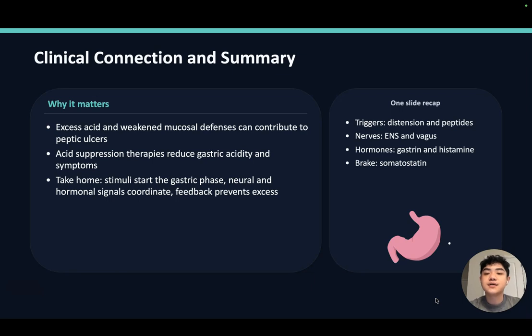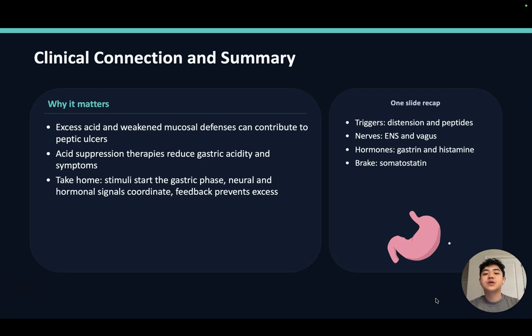Finally, I want to connect this regulation to a quick clinical example, then summarize the main points. So a common clinical issue involves excess acid and mucosal injury, like peptic ulcers. When the balance between acid production and protective effects is disrupted, the lining can be damaged and symptoms can appear. So treatments often focus on reducing acid output, which helps restore a safer environment for healing.